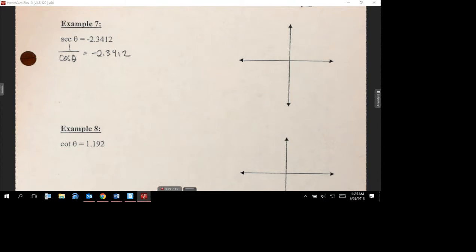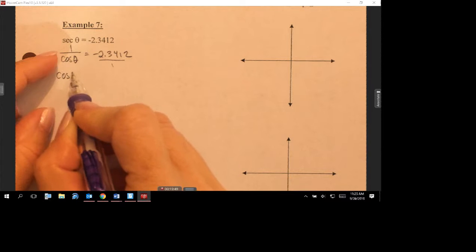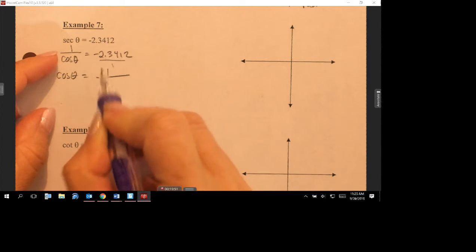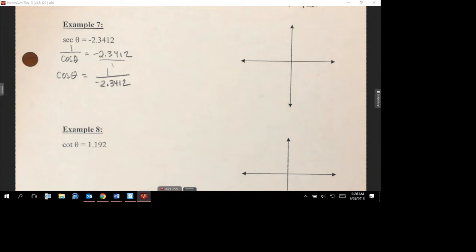So what I'm going to do is magical. Since it's an equation, whatever you do to one side, as long as you do it to the other side, you can do. So I'm going to reciprocate both sides. You're allowed to do that. That's an actual reciprocal property that says, as long as I reciprocate both sides, they're still equal. So now I'm saying that the cosine of theta is equal to 1 over negative 2.3412.